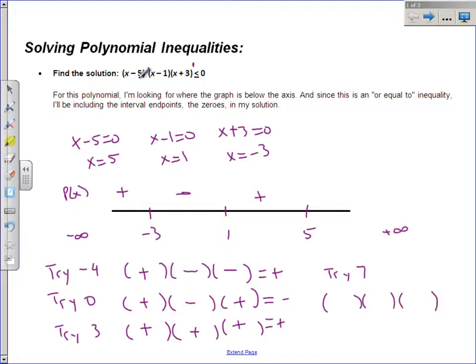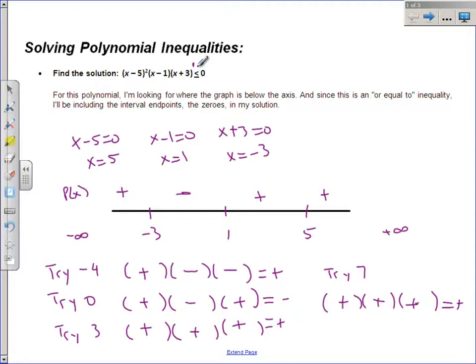7 minus 5 is 2, squared is positive. 7 minus 1, positive. 7 plus 3, positive. It didn't change sign there. I wonder why the graph didn't cross the x-axis at 5. That's a bounce. Wow. Okay, so let's answer our question.